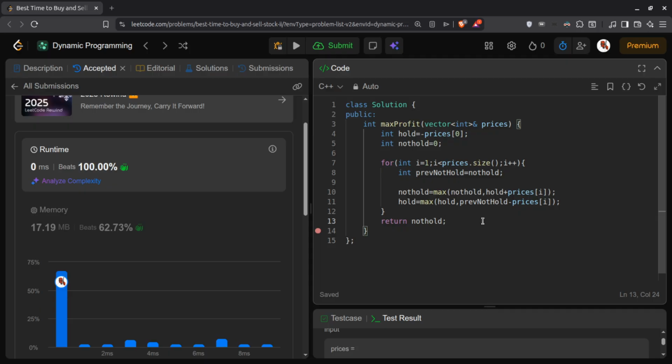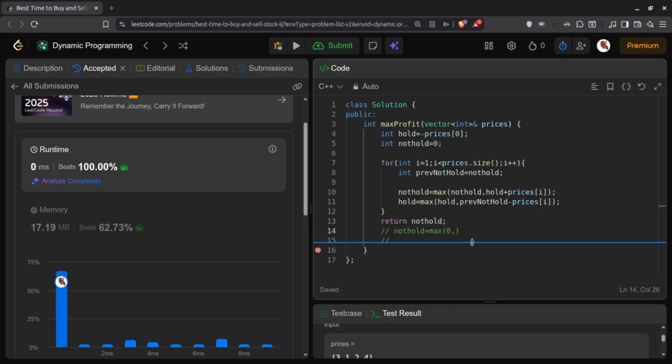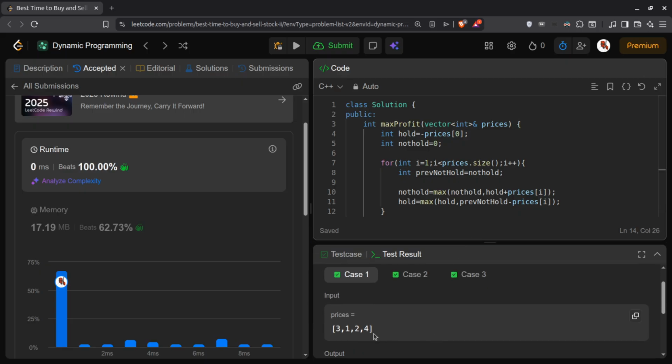What's the logic for working with this? Let me explain you. We'll write something like this. notHold is equal to max. Max is what? notHold current value is 0, comma, hold plus prices. Hold is what? Our hold value is what? Hold is minus. Let's go with a test case. This, okay, the 3 test case in this.